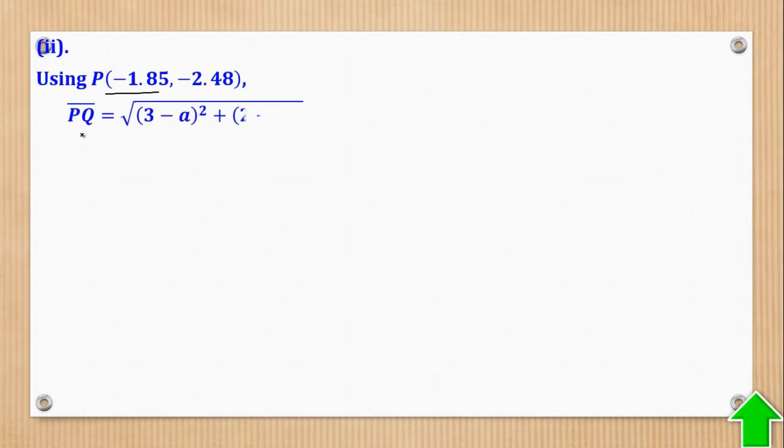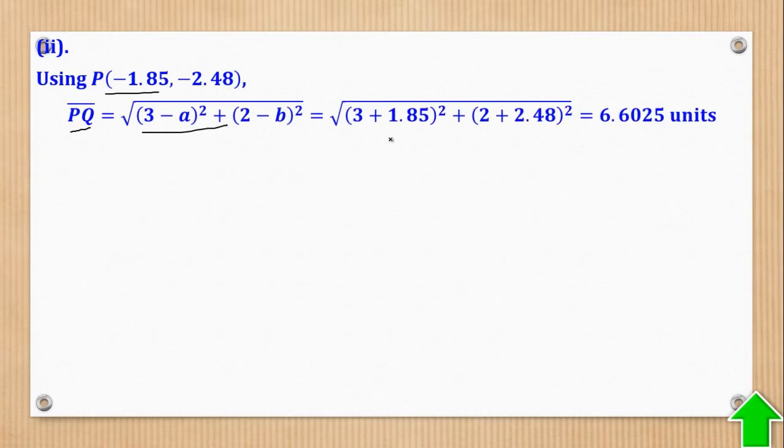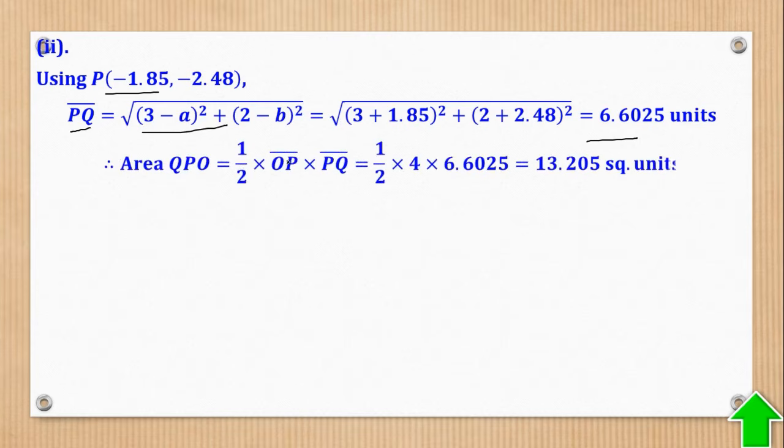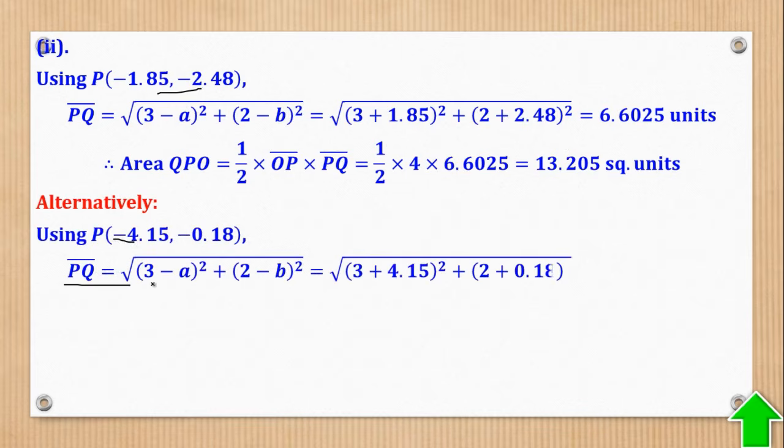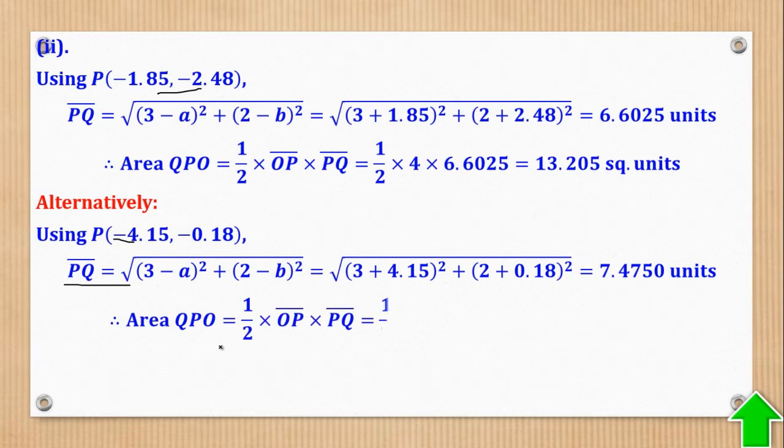Therefore, Roman 2, using this point, P2 is that. Remember, the good thing is that the triangle is right angled, so I can just get base and height, then I get the area. So P2 is that, implying that the area is half times OP times P2, which is that. So I can either use this point, or I can also use the second point, and it is okay. If I use the second point, P2 will be given by that. Therefore, the area will be that. So any of the two options is okay.